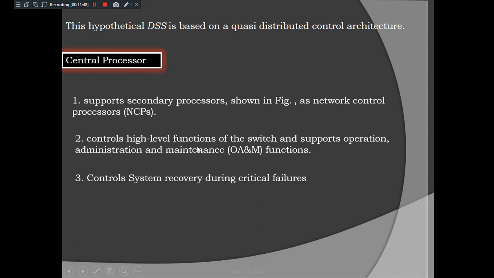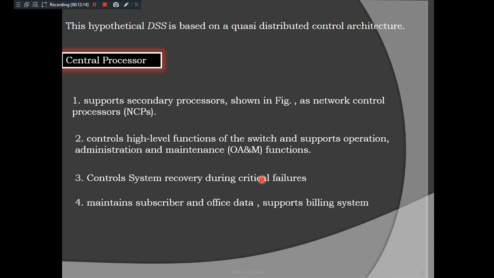Okay. So another one, it controls the system recovery during critical failures. Critical failures means if one of the NCPs fails, or one of the line modules or trunk modules fails, which affects a group, and the normal call supervisory operation is hampered. In that case, the CPU will come into the picture.